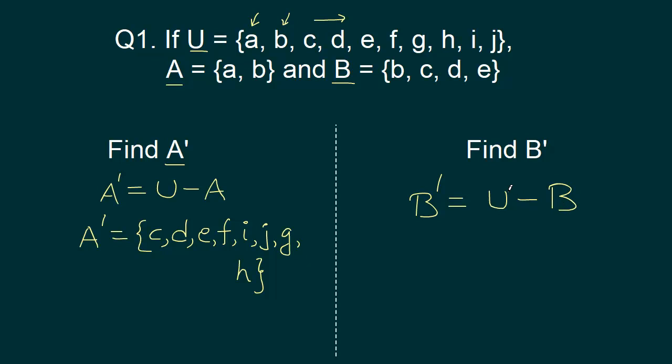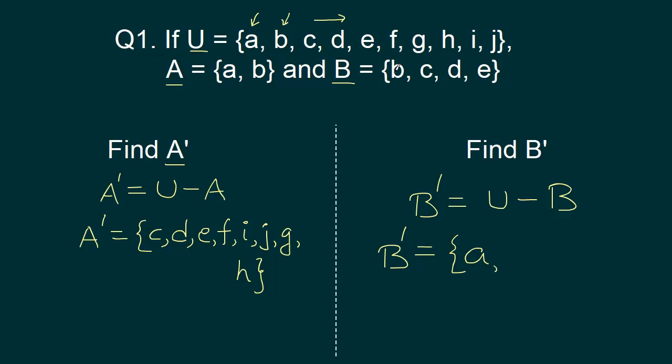So all elements that are present in the universal set minus the elements which are present in set B. B has B, C, D, E. So we are writing all elements which are present in the universal set and not present in set B. We will again start from the first element of the universal set and go through all of the elements one by one. A is not present in set B, so we write A.